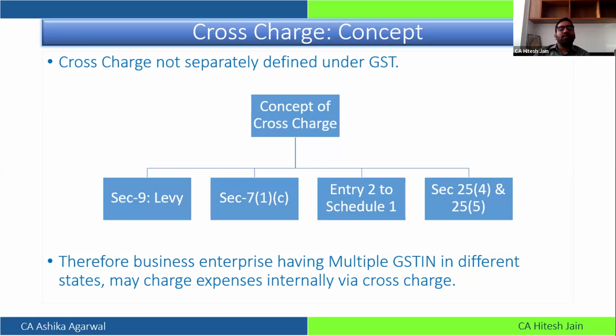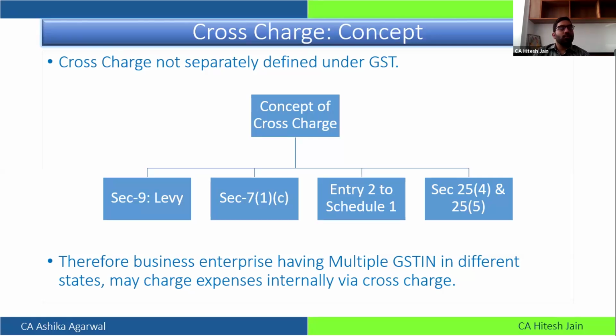Picking bits and pieces of the Act and the rules and combining them all together, we get the concept of cross charge from basically these 4 sections. The first is a levy section, section 9, whereby GST is levied upon taxable supply of goods or services. Subsequent to that comes section 7(1)(c), which refers to activities specified in Schedule 1 to the Act, where even if consideration is not involved in the transaction, it is still deemed to be a supply.